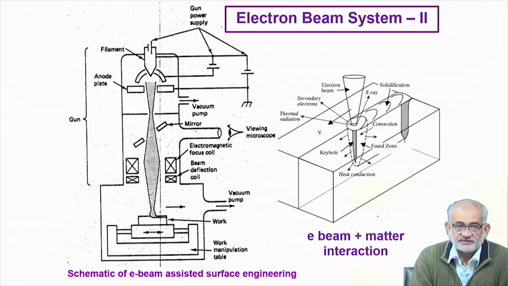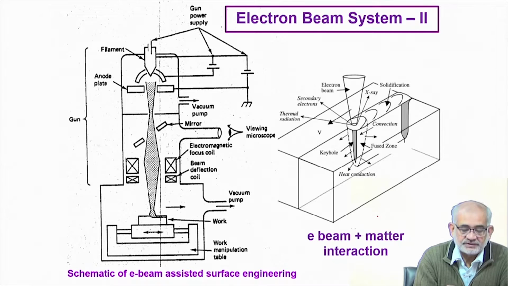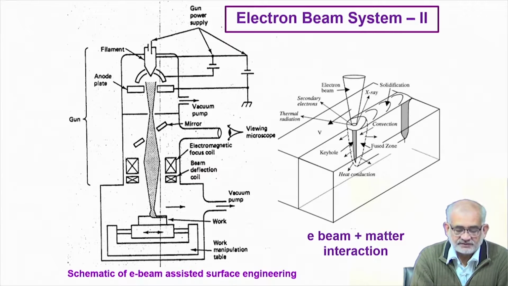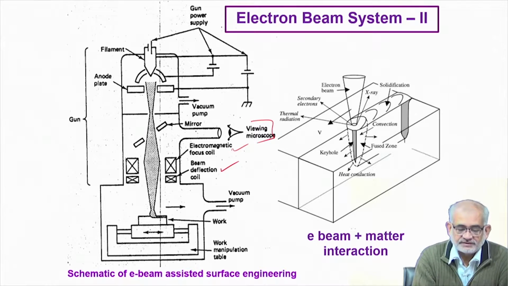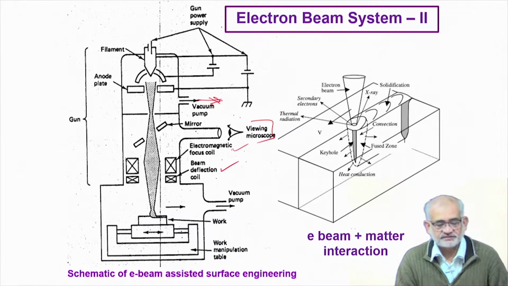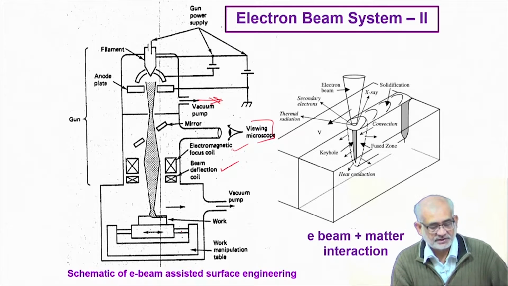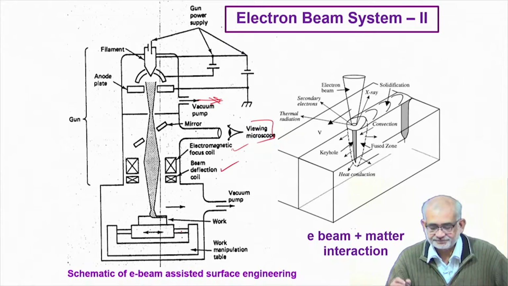This again is repeated from the previous lecture just to bring home the point that it is the same configuration, and we require similar mechanisms for focusing and for deflection. Also we need a viewing port, and we need to maintain very high vacuum before we start the electron flow. And eventually once the irradiation occurs, this is how the surface of the solid undergoes the melting process.